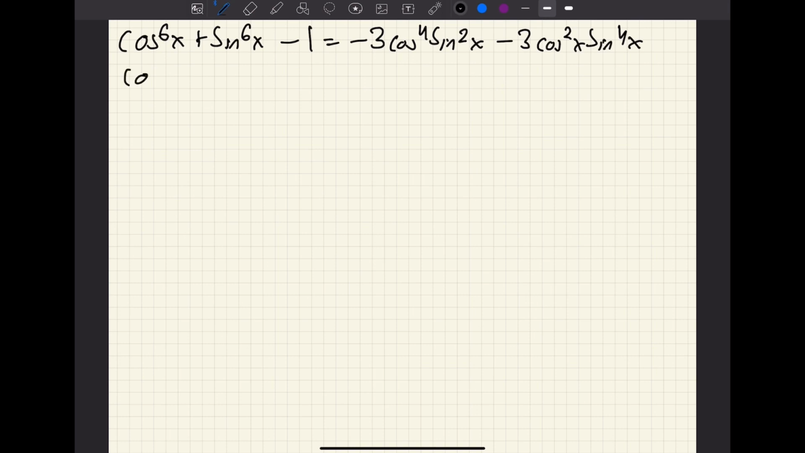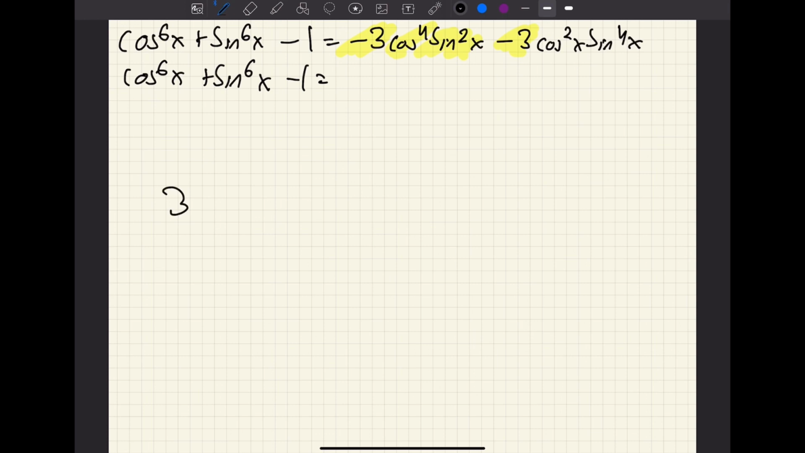Let's take what's common. Cos 6x. I want to keep this side of the equation unchanged. I want to change the right hand side. So you can see that negative 3 is common for both. I'll switch to highlight. So you can see negative 3 is common for both these terms. And you can see cos square and sine square is common. So let me show why that is.